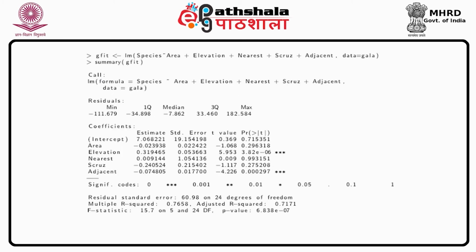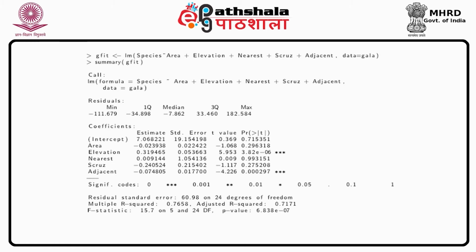On the next slide, I have used the LM function to fit the data where the species variable has been regressed on area, elevation, nearest, scruz and adjacent, and the dataset has been specified to be the gala dataset. After we have fitted the data using the LM function, the next R code tells us that we can find the summary of the fitted model.